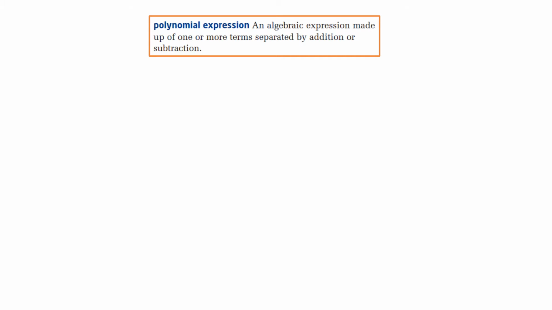First of all, we're going to be using the term polynomial expression. A polynomial expression is an algebraic expression, algebraic meaning letters as well as numbers. And it's made up of one or more terms separated by addition or subtraction. That's the big thing about polynomials. Remember, a binomial would have like 5x plus 2y. That makes it a polynomial when there's multi-terms in it.